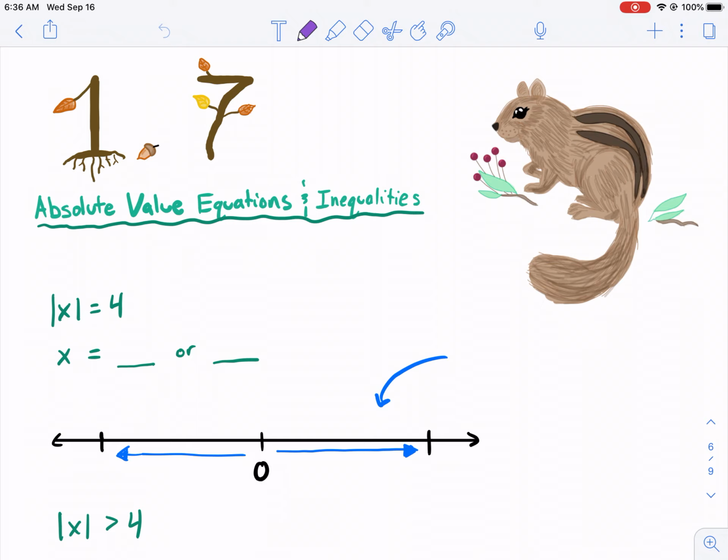First, shout out to Victoria, one of my former students who drew this wonderful little chipmunk for my fall theme.